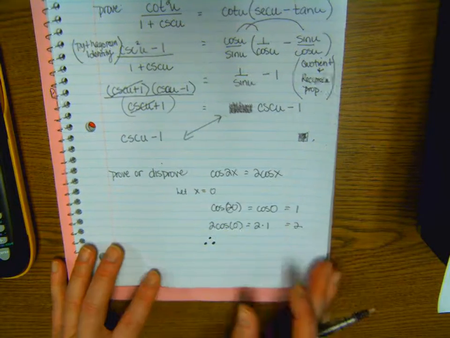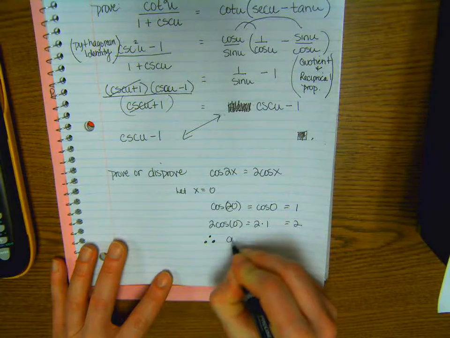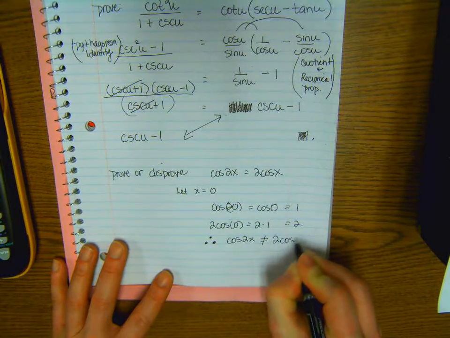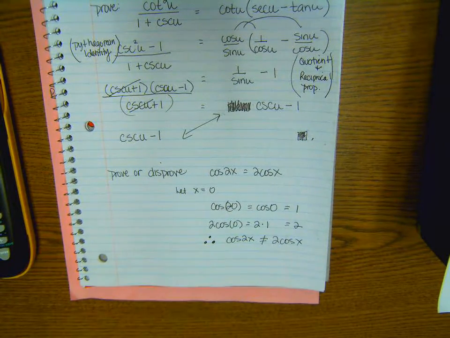All right. Therefore, cosine of 2x does not equal 2 cosine of x. So this would be my proof. My disproof.